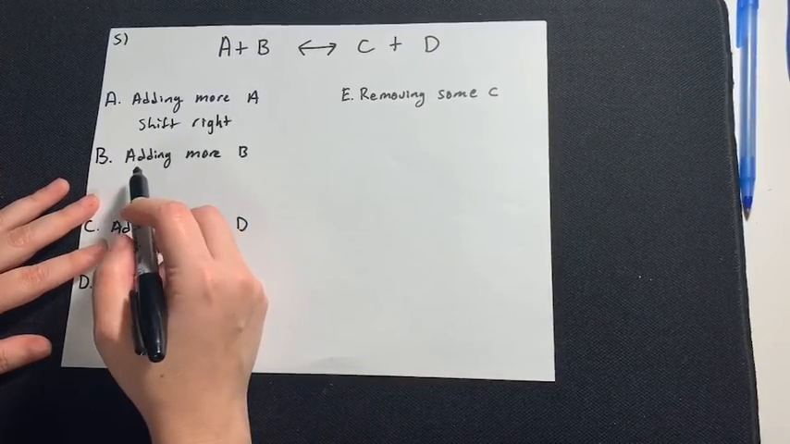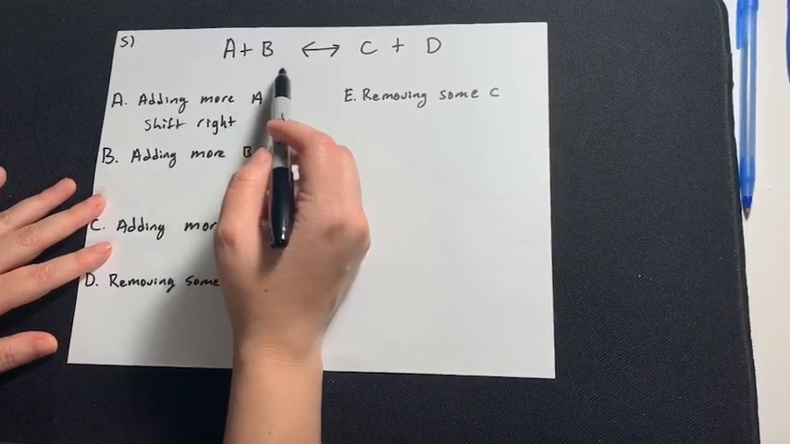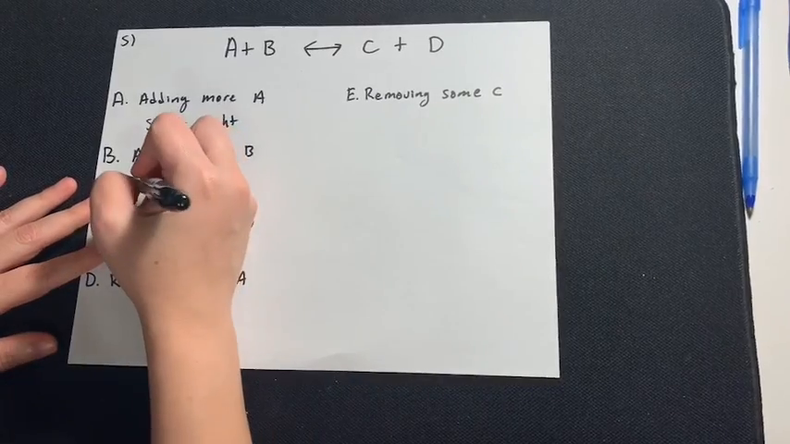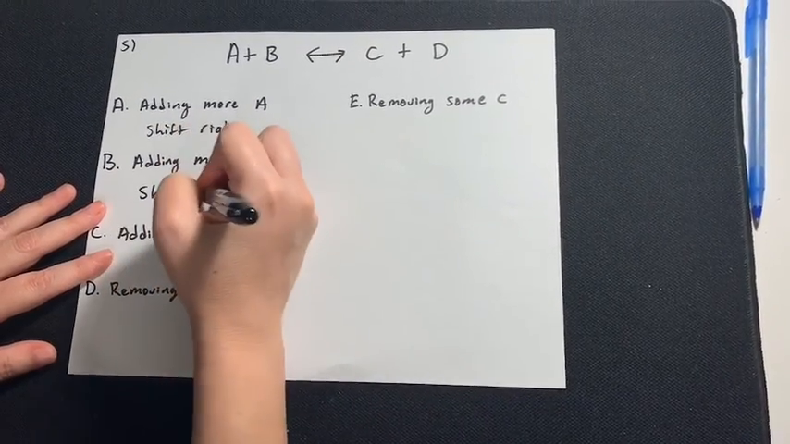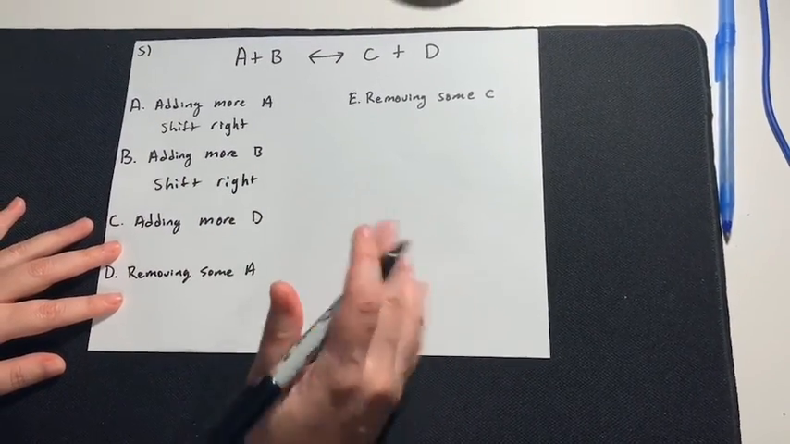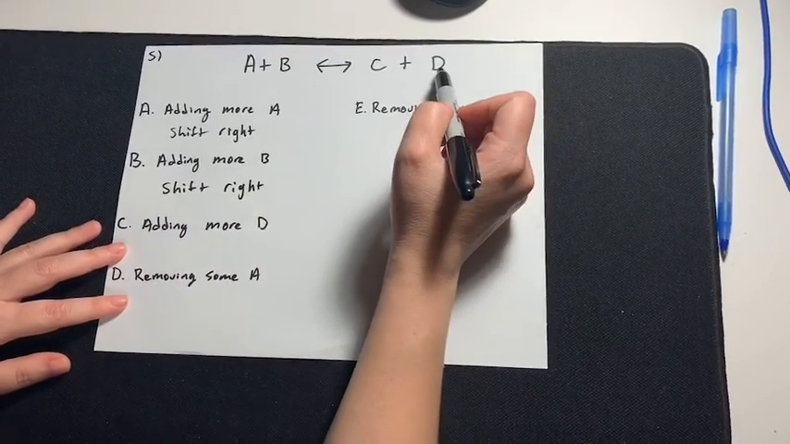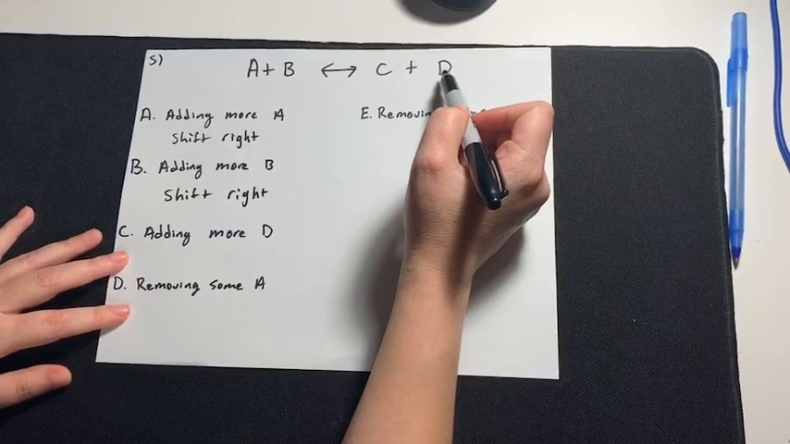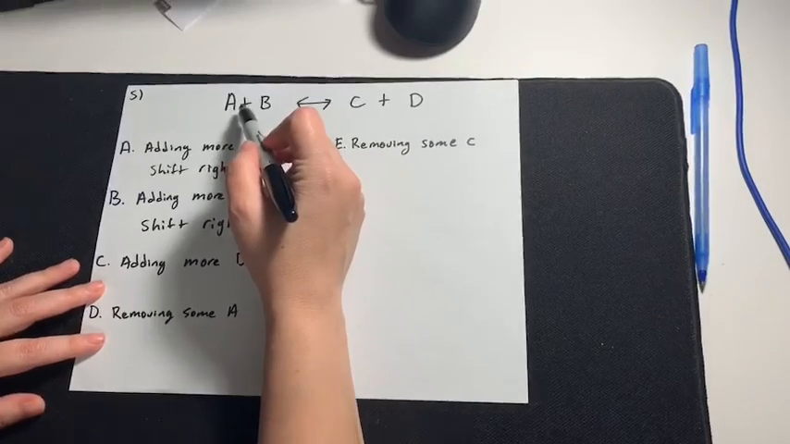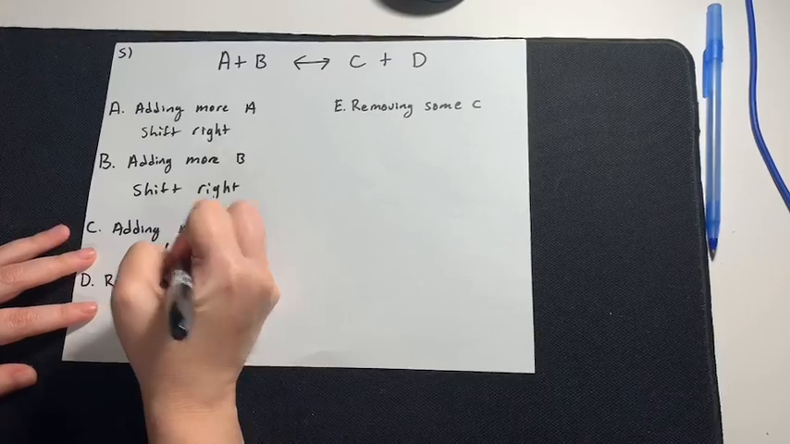And consequently, same thing here. If we add more B, then it's going to again shift right to create more products to maintain equilibrium. So here we'll go ahead and put shift right. And then if option C is if we add more D, then the system is going to shift left to try to create more reactants to maintain equilibrium. So in this case, it's going to shift left.